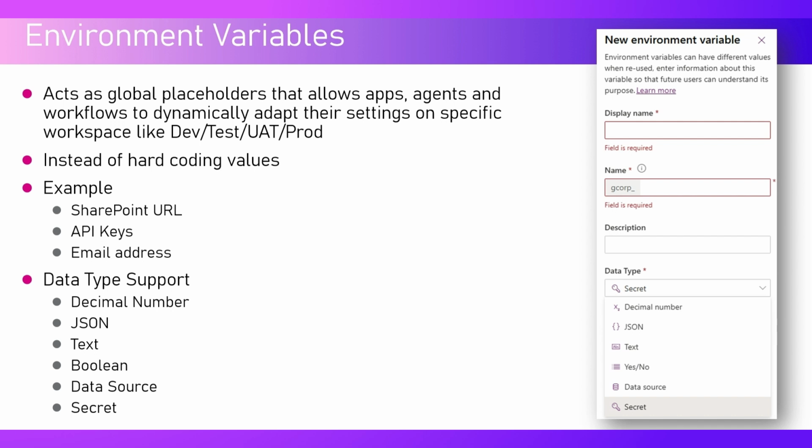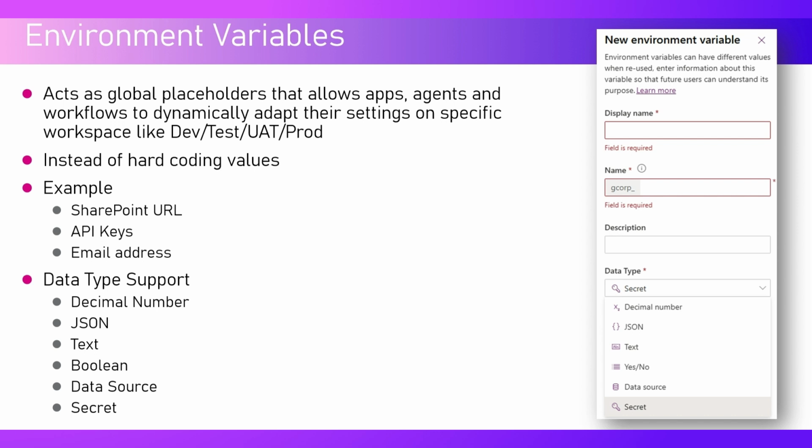One example would be a SharePoint URL. If you are building an app which connects to a SharePoint site, that SharePoint site URL can be stored in an environment variable instead of hard coding, so that when you deploy the solution from dev to UAT, where the SharePoint URL is different than in dev, you can easily substitute the corresponding SharePoint URL value for UAT and higher environments. The same goes with the connection string, API keys, and email address for sending out notifications. These kinds of things can be set as environment variables.